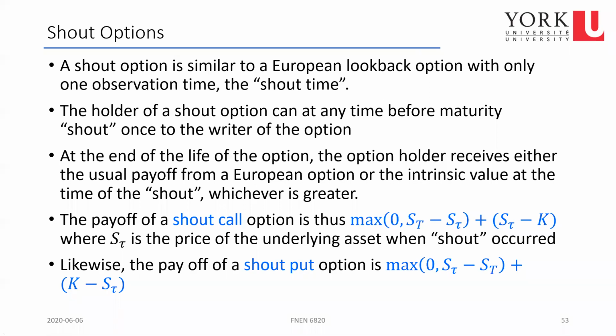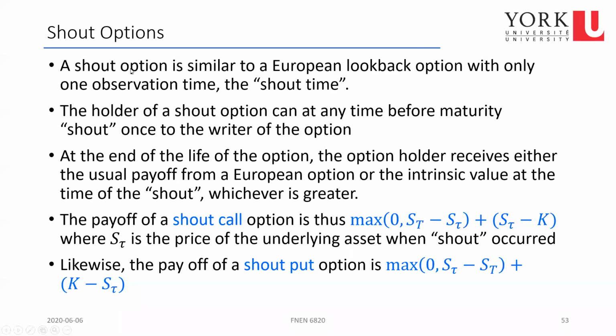Let's now take a look at short options. A short option, in a way, is like a poor man's European look-back option. The reason for that is it's similar to a look-back option. However, the look-back option looks at the entire history and then chooses the max and the min.